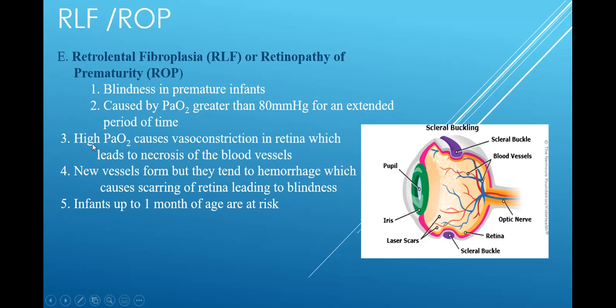So what happens is high PaO2 causes vasoconstriction in the retina, which leads to necrosis of the blood vessels. The vessels in the retina become constricted. They close, and if you close off a vessel, you have ischemia to that place. Remember we said ischemia is lack of blood to an area. If you don't get that blood there, it leads to death. If those blood vessels are not flowing, they die. They become necrotic, which means death.